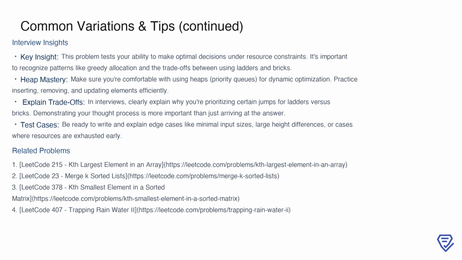This problem is an excellent example of making optimal decisions under resource constraints. It's designed to test your ability to use greedy strategies and carefully consider trade-offs between ladders and bricks. To excel, you'll need to master heaps or priority queues, which are essential for dynamic optimization. Practice inserting, removing, and updating elements efficiently, as this skill is crucial.